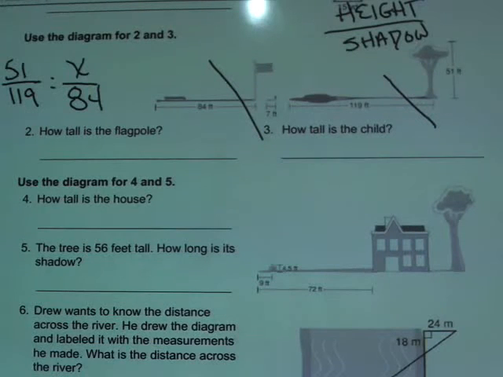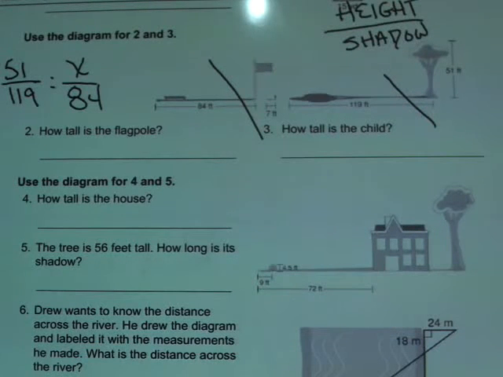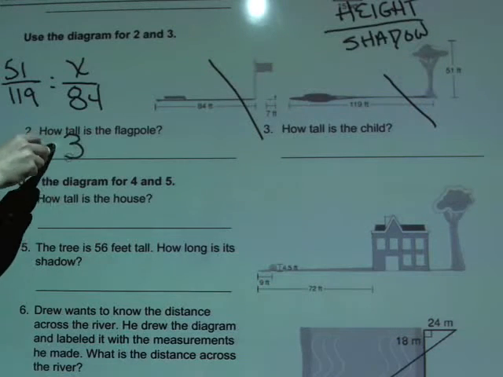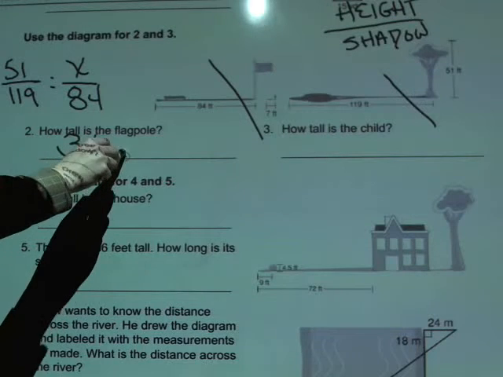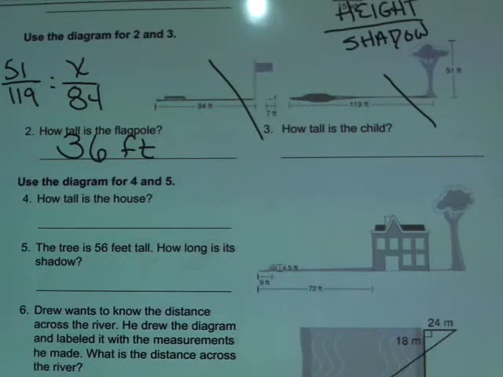So that one diagonal says 51 times 84. 51 times 84 is 4284. Remember, the other diagonal has to be exactly the same, 4284. So I'm saying to myself, what number am I going to multiply by 119 to get to 4284? Well, when I take 4284 and divide by 119, the result is 36. So the flagpole has to be 36 feet tall.